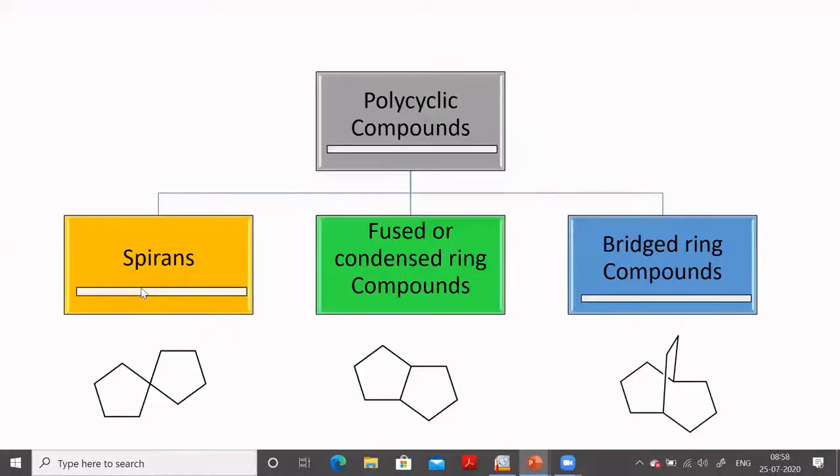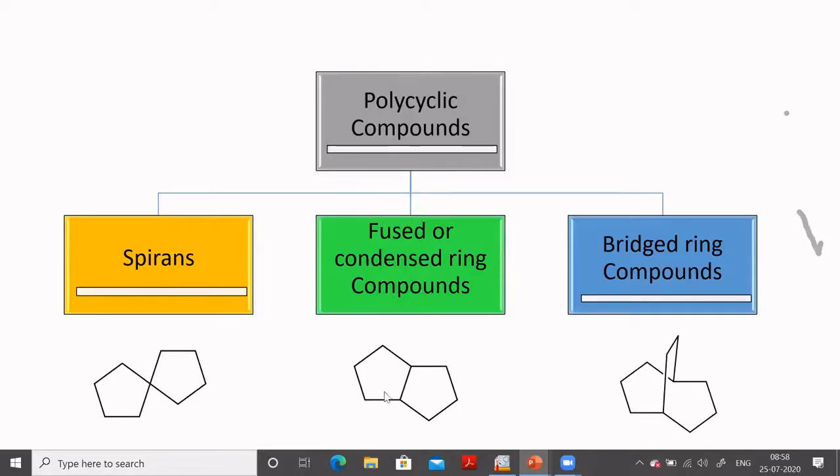We can have spiro compounds. Spiro compounds are those where the two rings will be attached in such a way that they will have one common atom between them. So when you have one common atom between them, they are called spiro compounds.